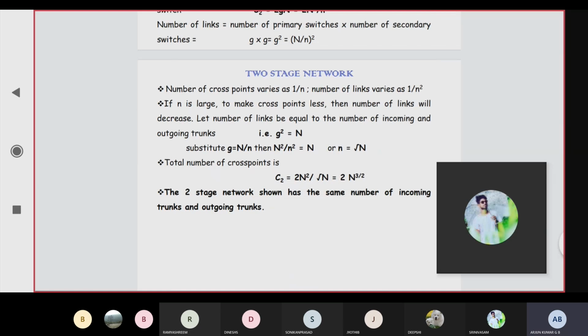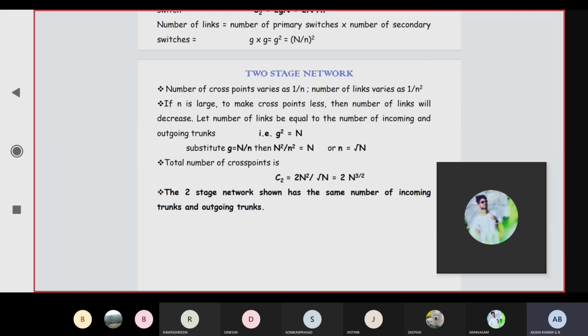To make the cross point less, if n is large, the cross points will be less and the number of links will also decrease. If you put n as a big value, 1 by n will give smaller values. Suppose you take 1 square, 1 by 1 gives 1 only. If you take 2 square, that is 1 by 4, which is 0.25. That's why when n becomes large, the cross point will be less and the number of links will also decrease.